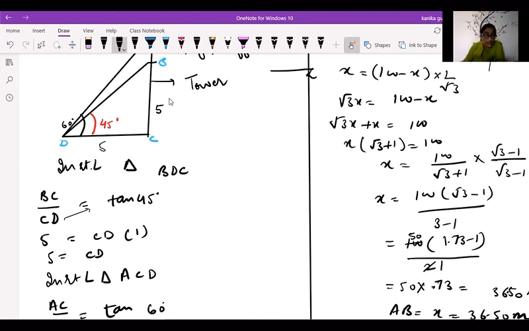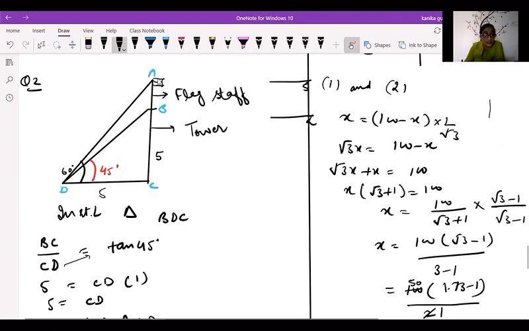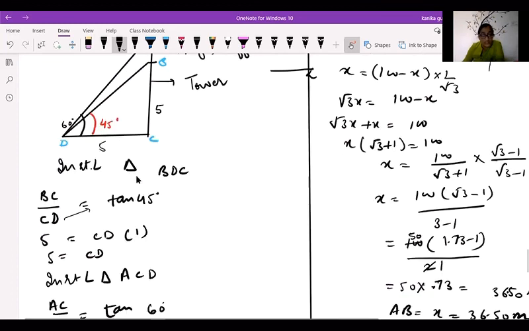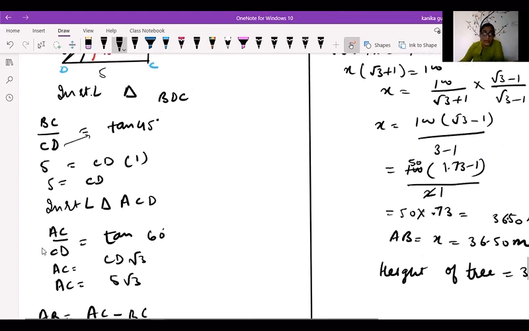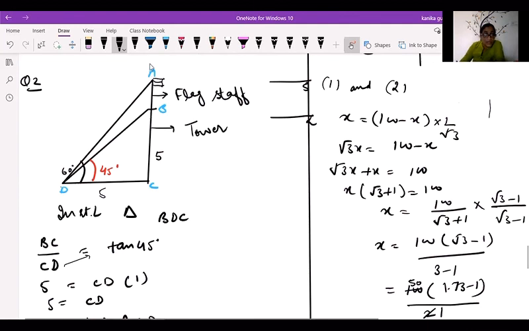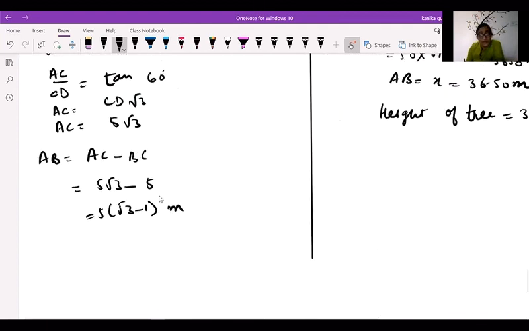Now next we have to take a right angle triangle ACD. So AC upon CD, perpendicular upon base, is equal to tangent of 60 degree. So AC is equal to CD, and value of CD is 5, and tangent of 60 is under root 3. So 5 under root 3. Now you have to find the AB. How can you find it? AC minus BC. Here this is AC, you have already found, that is equal to 5 under root 3, and BC is 5. Taking 5 outside, now you get the result 5 times under root 3 minus 1. So that is the height of the flagstaff.